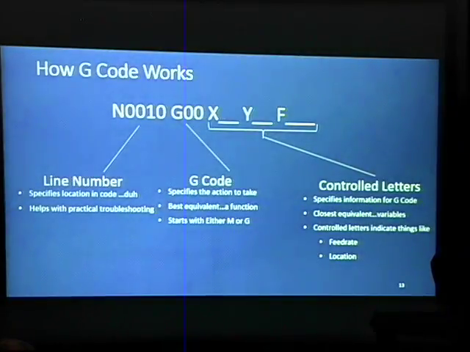So again, here's how it works in terms of a specific line of code. Every line of code is going to nominally look like this. It has a line number, duh. These do help with practical troubleshooting because it's close to real time. You can sit at a controller and watch the code execute. You can watch the lines of code go by as the machine is following the path that you've pre-programmed into it.